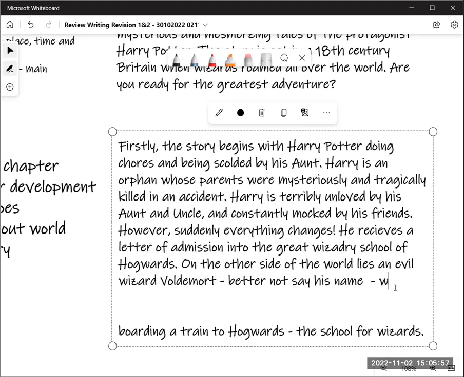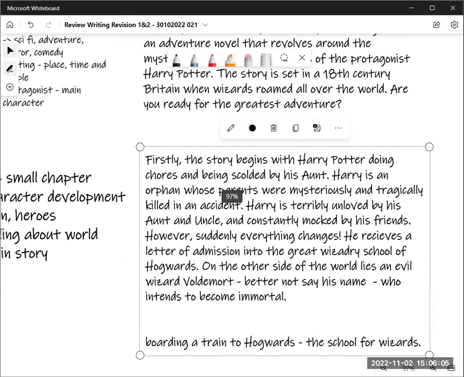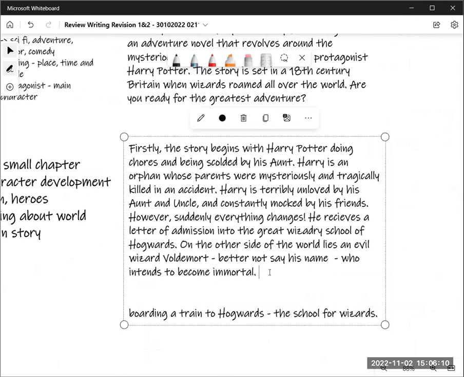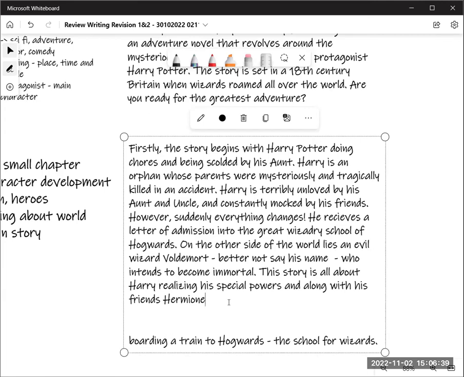Who intends to become immortal. I will end this paragraph by saying the story is all about Harry witnessing, or let's say realizing, his special powers, and along with his friends Hermione, and I don't know the other person, let's say Alex, and eventually defeating, well, let's not say that, and eventually facing off with Voldemort.